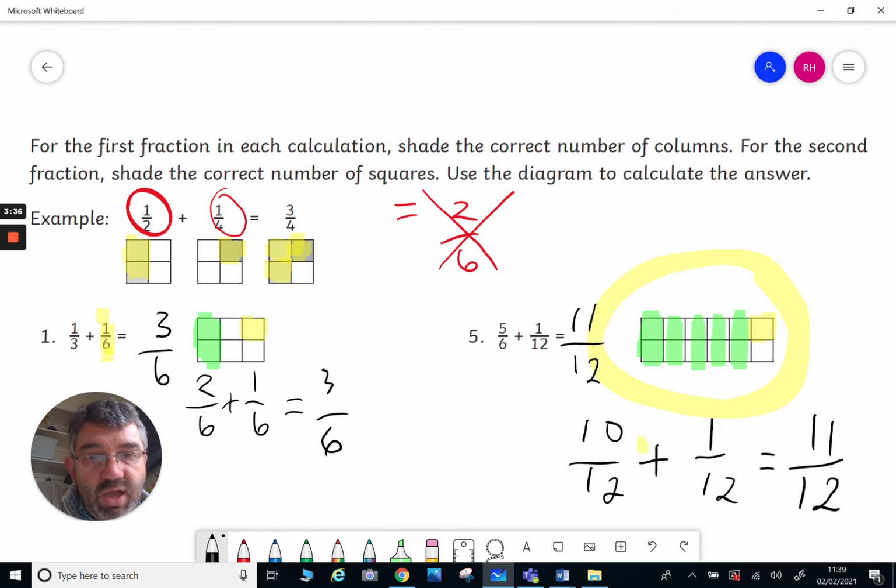Okay, right, have a go at the sheet, see how you do. Okay, enjoy.